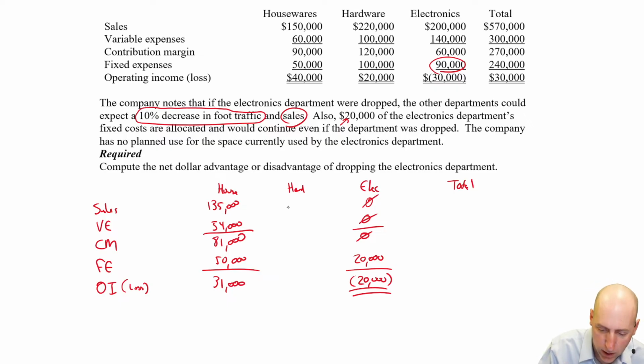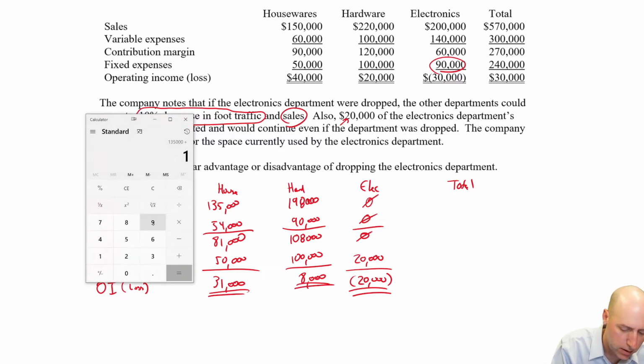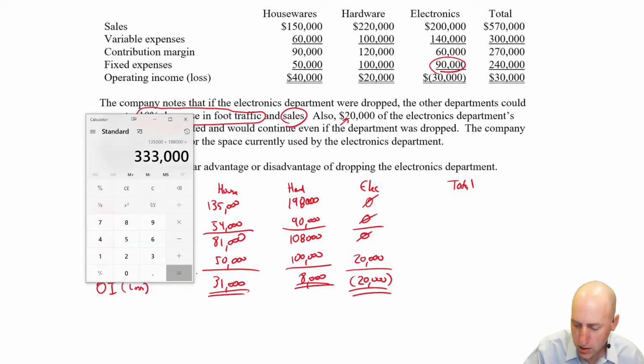In hardwares, 220 minus 10% is 198,000. 100 minus 10%, that's 90,000. So our operating, or our contribution margin here rather, is 108,000. Our fixed expenses remain at 100. So 108 minus 100 is 8,000. So adding this across, 135 plus 198, our total sales, if I could hit the button, is 333.